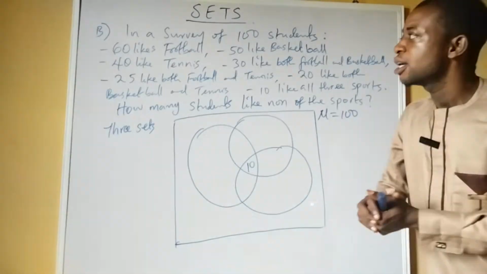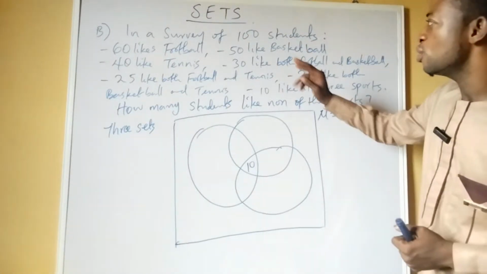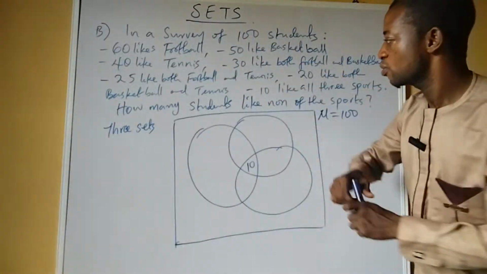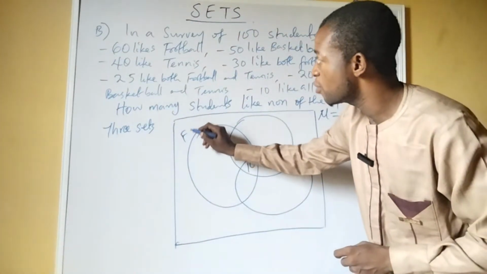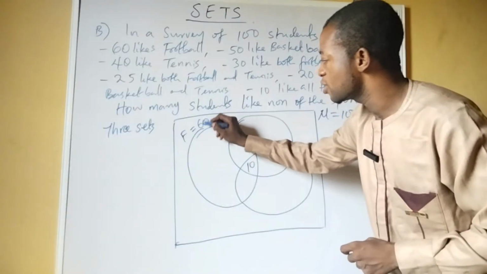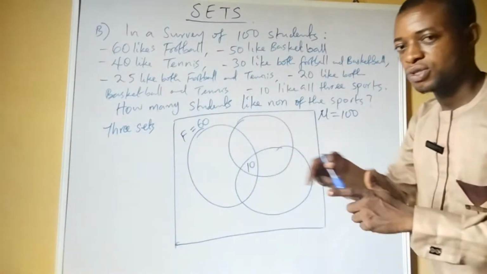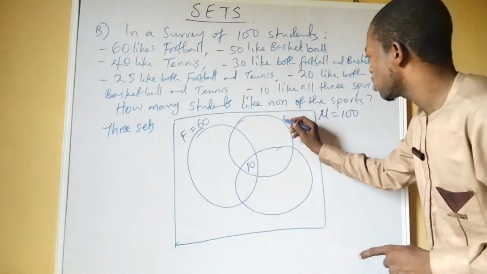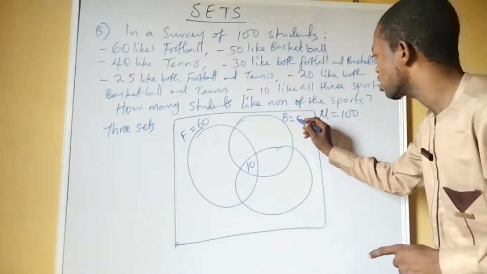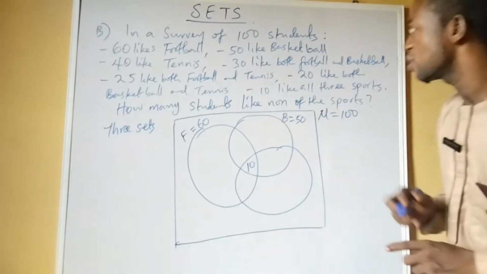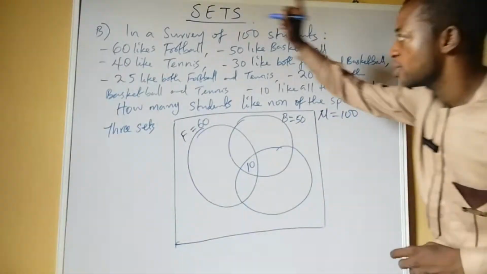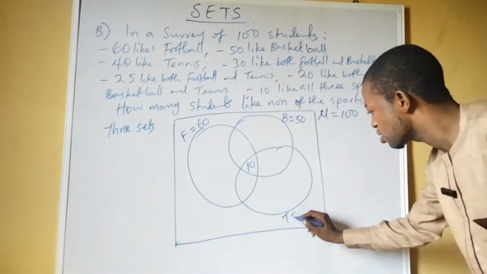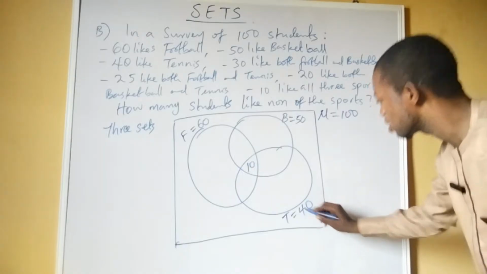And here now, we can use the first letter of the sport. Here is football, F. How many like it? 60. Don't write 60 inside; write it outside first. It's very important. The second one, basketball. How many like basketball? 50. Write it here, not inside. The next sport is tennis. This circle is for tennis. Write tennis 40. Don't write it inside.